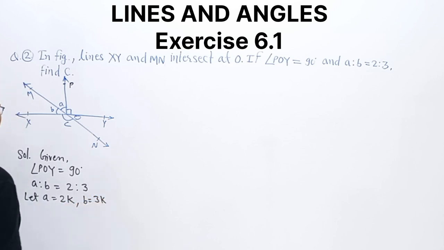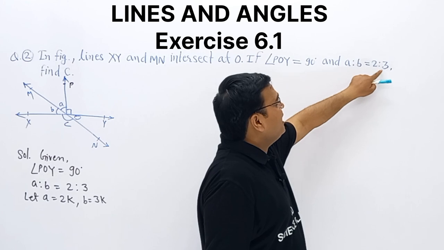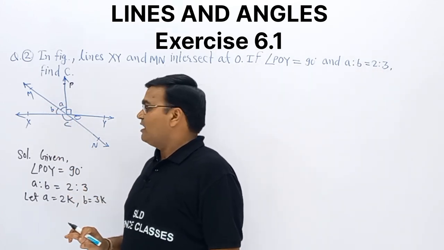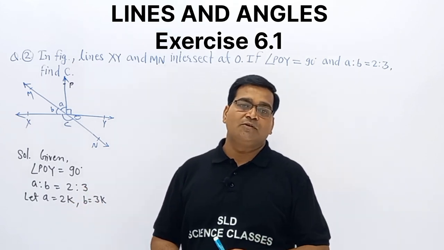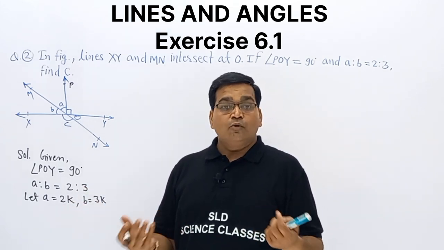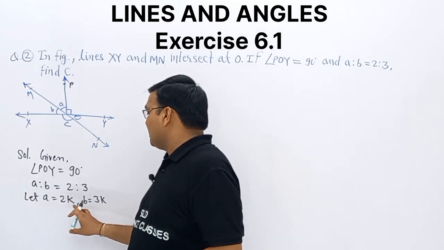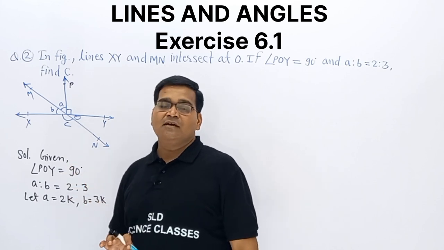Why are we assuming this? Because A and B are in the form of ratios. They are not the exact values of A and B. A and B are angles, and they are not 2 and 3. 2 and 3 are ratios. So we don't know the exact angles, so we are assuming angle A is 2K and angle B is 3K. These things we are having in the question.